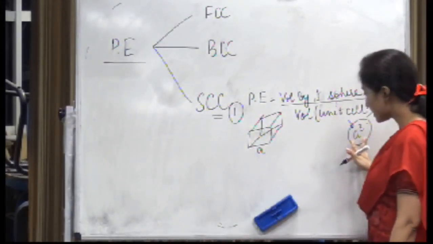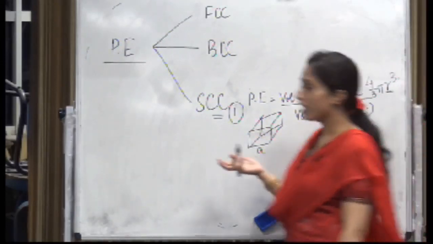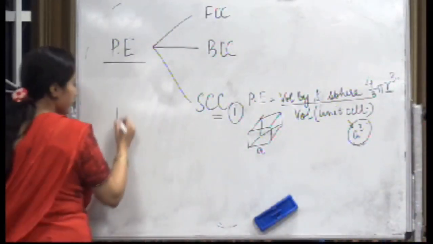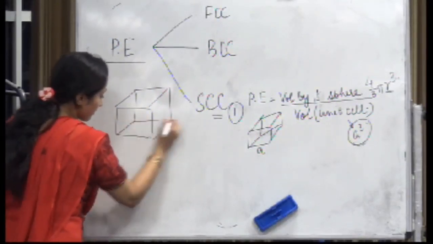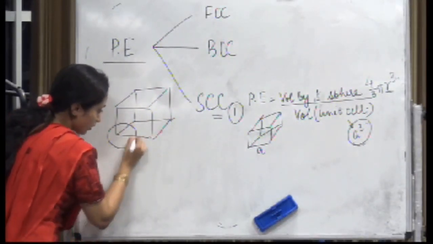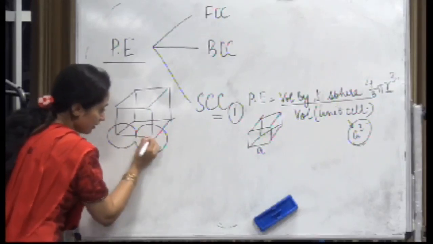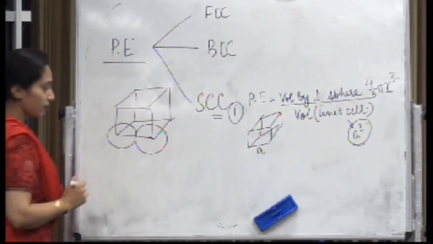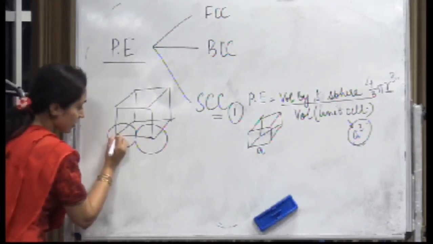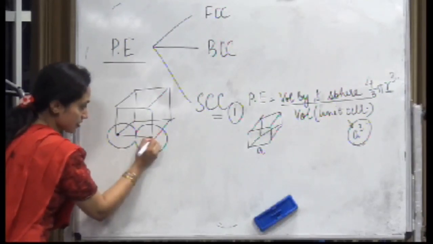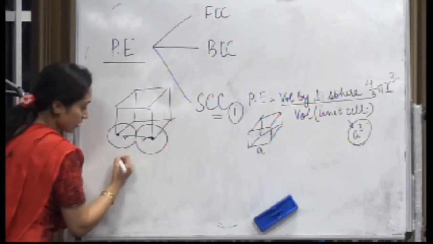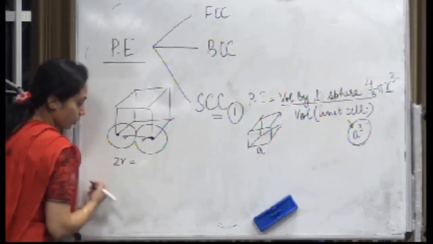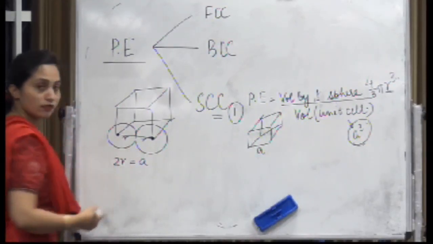So this A can be related to r. And how can it be related to r? Say if you are talking about a cubic unit cell. In a simple cubic unit cell you have an atom at one corner and an atom at the other corner, right? So this is the center of one sphere, this is the center of the other sphere. So this is r and r. So in this case 2r is equal to A.